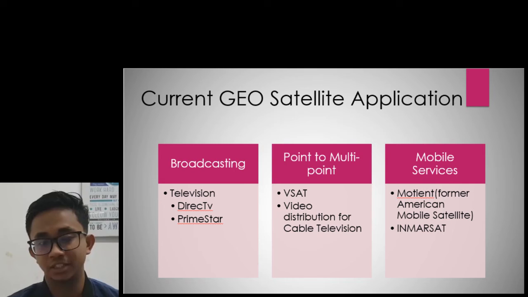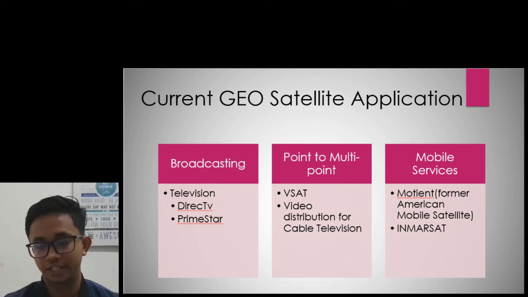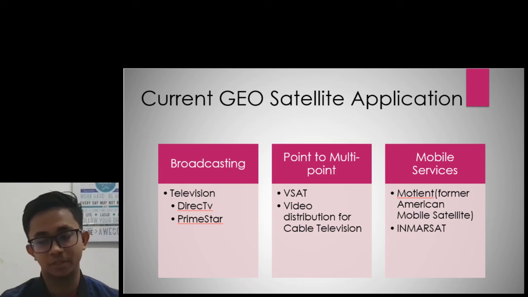First is broadcasting. For example, it is used for television such as DirecTV or Prime Star. And the second one is point to multi-point. For example, it is used by VSAT or video distribution for cable television. And the last one is mobile services, used by Motient, formerly American Mobile Satellite, or Inmarsat.